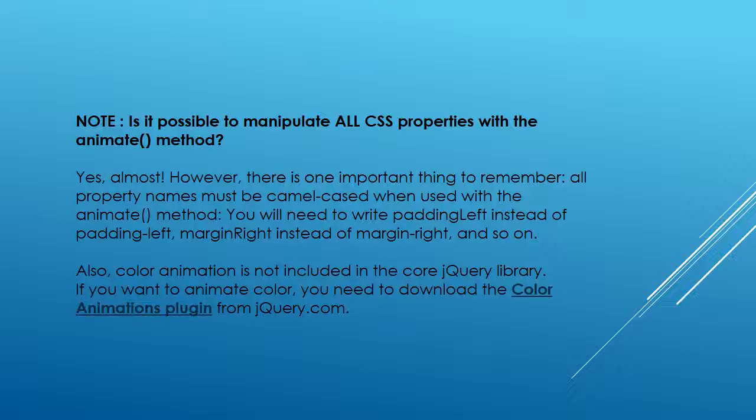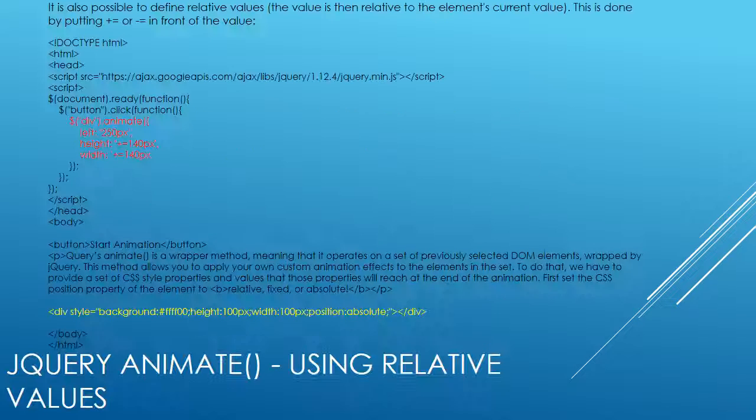Note: is it possible to manipulate all CSS properties with the animate method? Yes, almost. However, there is one important thing to remember. All property names must be camel-cased when used with the animate method. You will need to write paddingLeft instead of padding-left, marginRight instead of margin-right, and so on. Also, color animation is not included in the core jQuery library. If you want to animate color, you need to download the Color Animations plugin from jQuery.com.